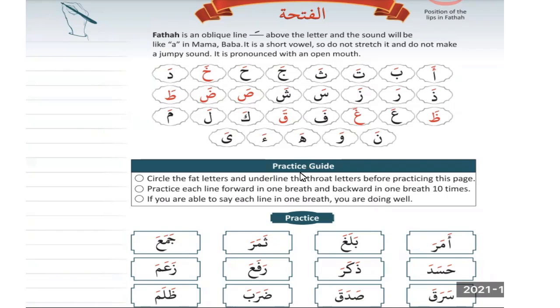Right after, you can see another three letters, the same fat letters. If you see, before it was kha, and after it come four letters: sod, dod, to, zo. These four letters are also called the fat letters or heavy letters. The sound: sod, fatha, so; dod, fatha, do; to, fatha, to; zo, fatha, zo.